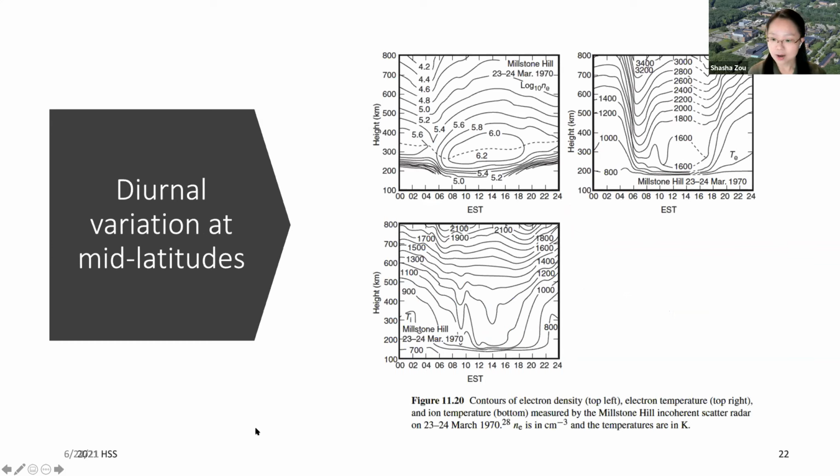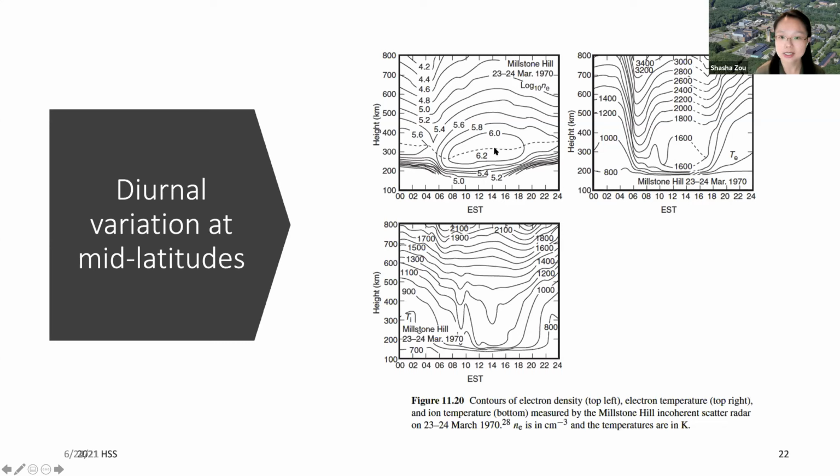Now here is another chart from the Millstone incoherent scatter radar observation. Incoherent scatter radar is one of the most important tools for us to study the ionosphere. It can measure multiple physical parameters: the densities, the plasma temperatures, and also the plasma drift speed. What's shown here is the density contours, and also the electron and the ion temperatures. As we mentioned before, we should see peak densities happening on the day side, right? And Millstone Hill is a sub-auroral station. I forgot the exact magnetic latitude, but somewhere between 40 and 50.